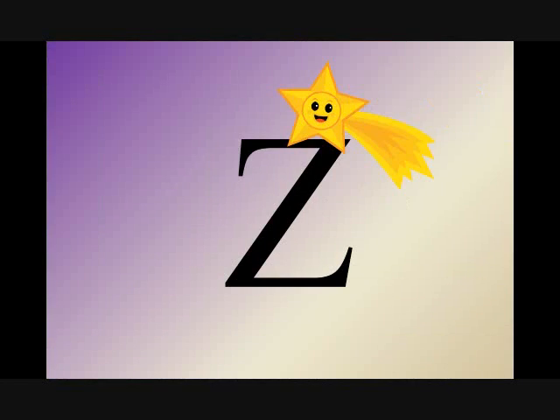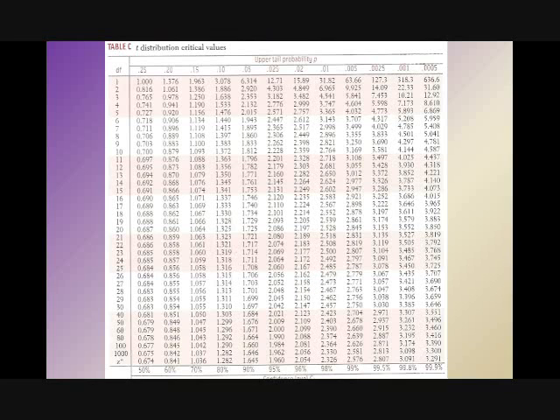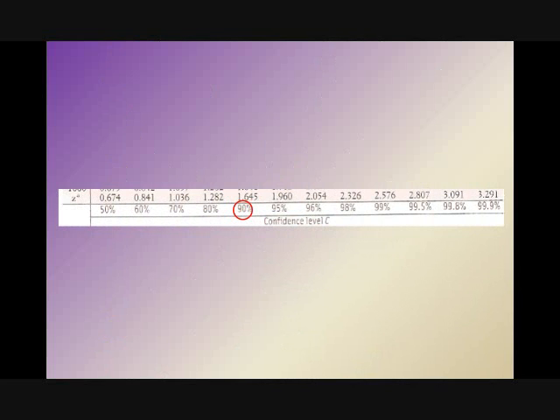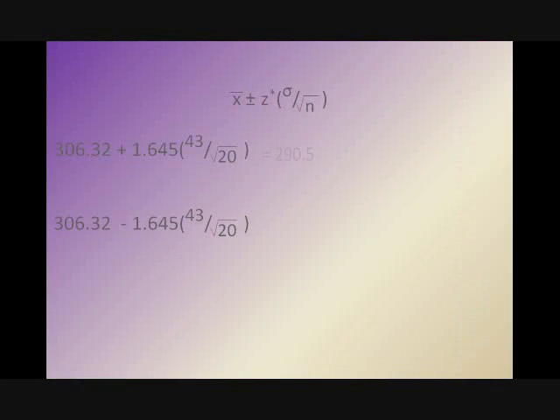Now let's find z star. To find z star, we look in the back of the book at table C. When we get there, we look at the left column, degrees of freedom, and go down to z star. Then we look at the bottom of the page at the percentages and find 90%. We see that z star is 1.645. We were given standard deviation and n, so all we do is plug those numbers in and solve. Remember, we must plus and minus the mean from the margin of error. We finally get 290.5 and 322.1 as our answer.